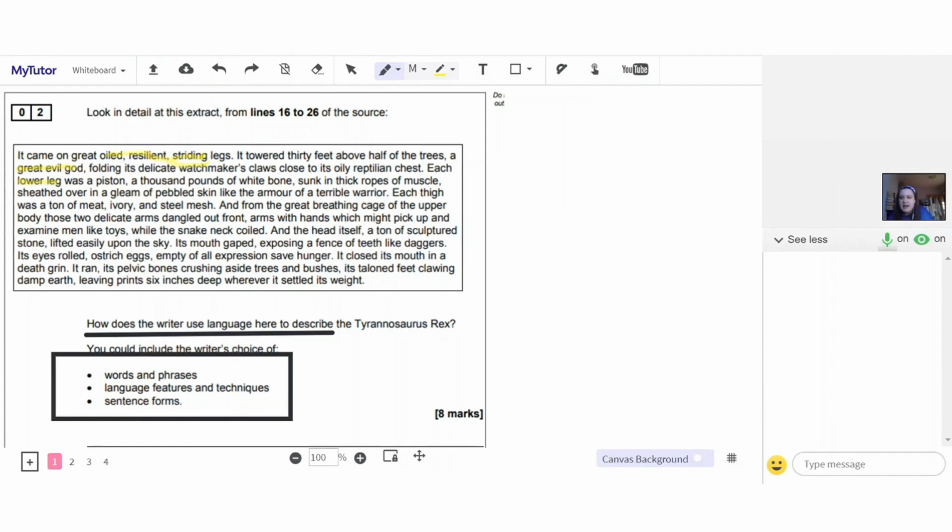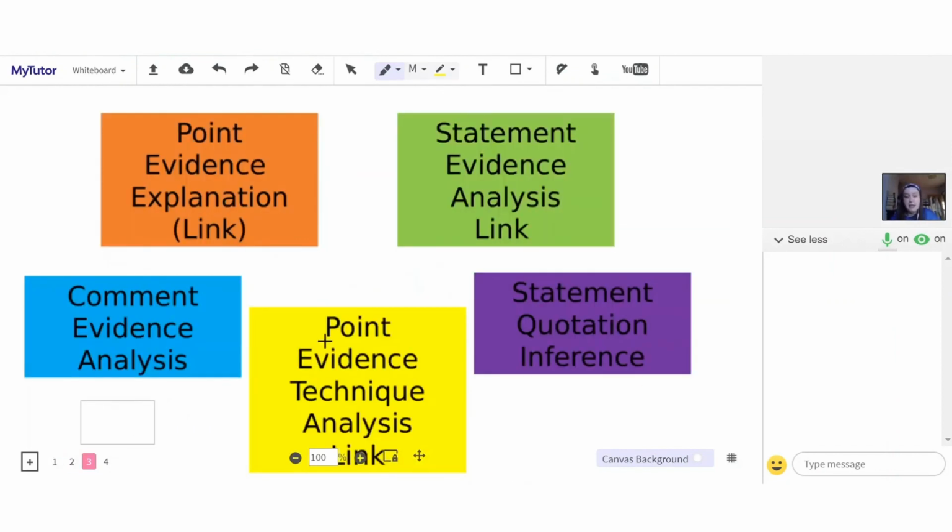What else do we have? "Pebbled skin like the armour of a terrible warrior." So that is a simile, and I will leave it there for the time being. Now, what I would suggest is that you just quickly write on there which ones you've identified, so you know which goes with which piece highlighted, so it's more interactive and easier for you to use.